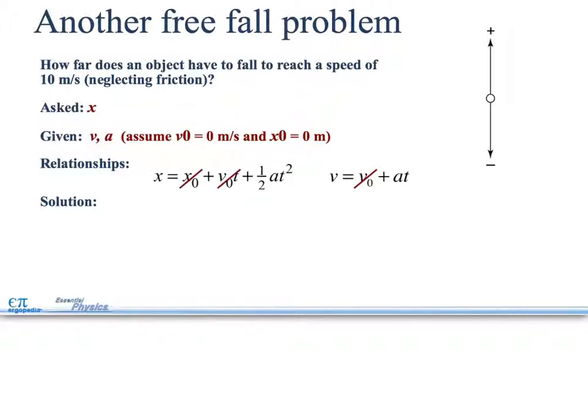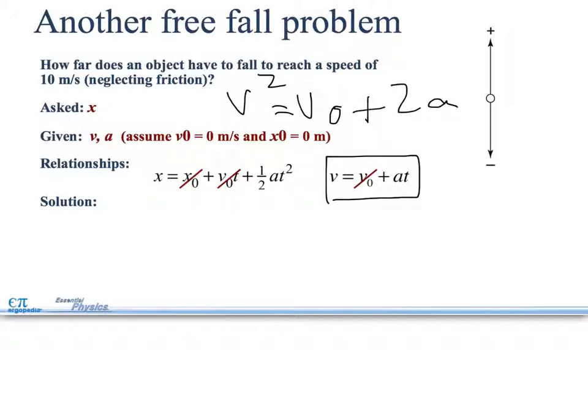So again, we're using x equals x0 plus v0t plus 1/2 at squared. I'm going to show you another formula in class that will help with this, so I'm going to add one more formula. That's going to be v squared equals v0 squared plus 2ax. And that will help you solve for this little bit.